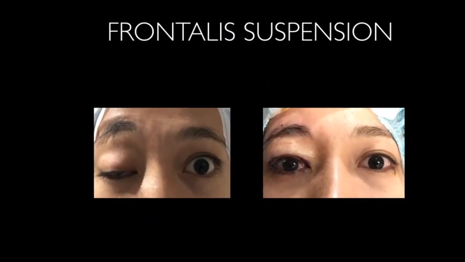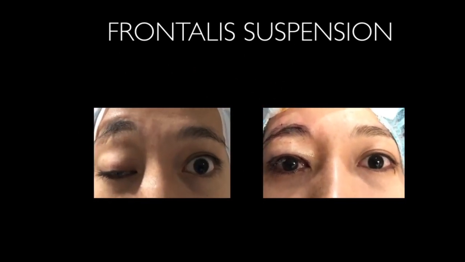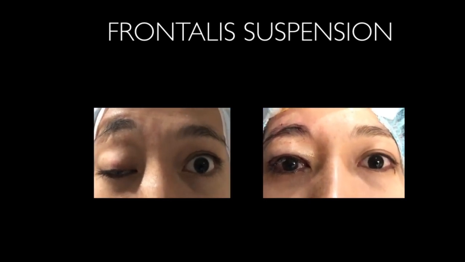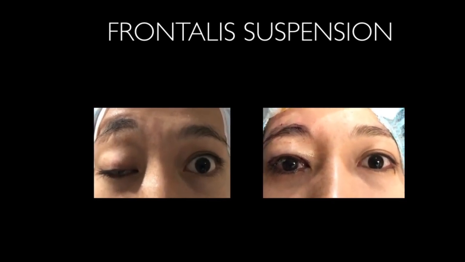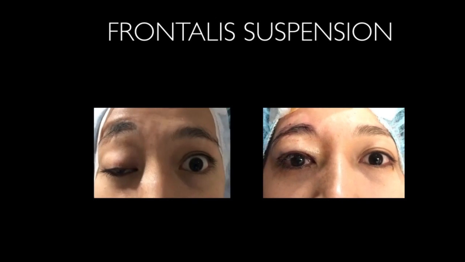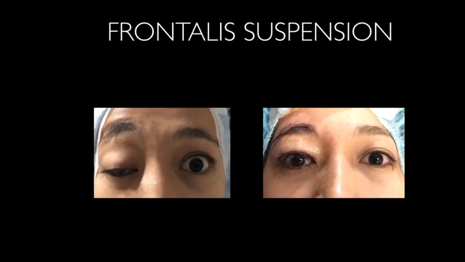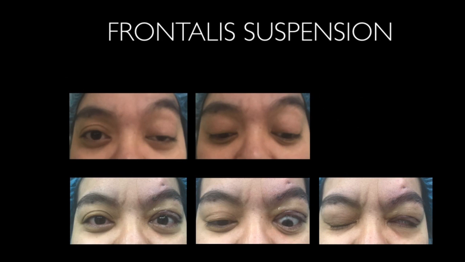This is the patient pre and post-op. You can see that the frontalis muscle is overacting, lifting the right eyebrow on the left pre-op photo. Incidentally, the left eyebrow is also a bit elevated. Immediately post-op, the right upper lid has almost gone down to its normal level. We can also observe the poor blinking on the right eye. This is another case of unilateral frontalis suspension showing lid lag and lagophthalmos post-operatively.